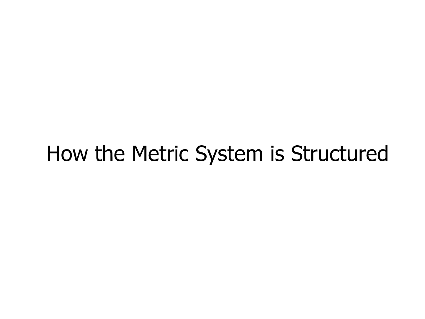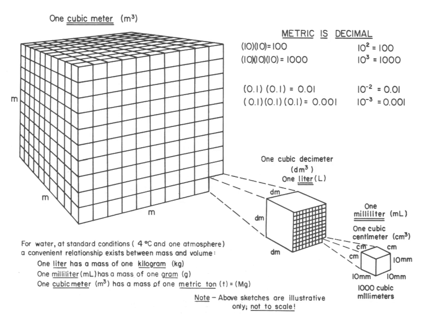Now, how the metric system is structured, and it's trying to show you here: everything's in units of 10. There's a cubic meter right there. So we have millimeters. 10 millimeters is a centimeter. And 10 centimeters is a decimeter. But everything's in units of 10. So a cubic decimeter is a liter.